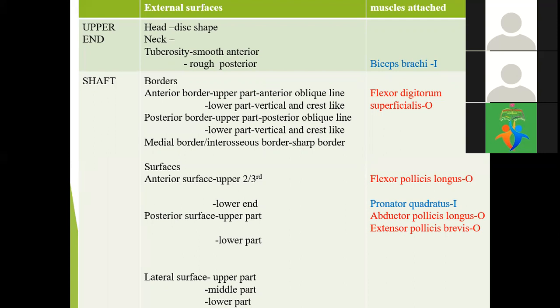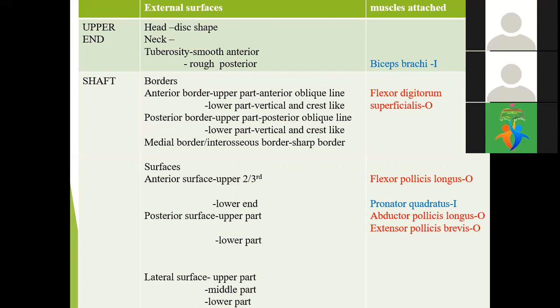So next we are coming for surfaces. There are again three surfaces: anterior surface, posterior surface, and lateral surface. You should keep this in your mind: the radius is a lateral side bone, so it has a lateral surface. The ulna is a medial side bone, so it should have a medial surface. Now the anterior surface is divided into upper two-thirds and lower part. We divide these because of the muscle attachments. Next, the posterior surface is again divided into upper part and lower part, and the lateral surface is divided into upper part, middle part, and lower part.